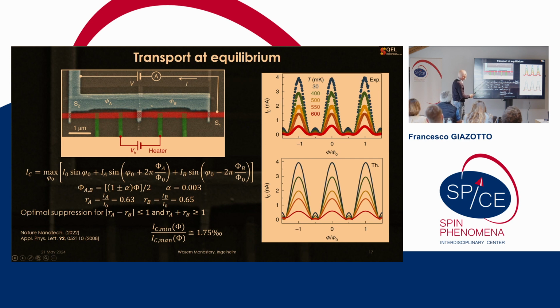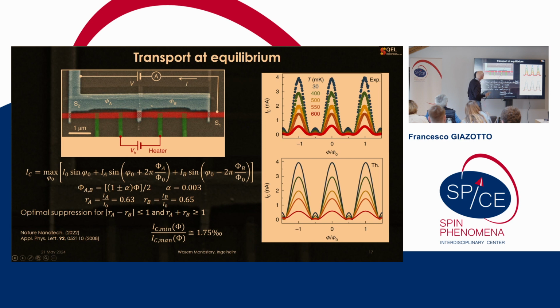So we have studied Josephson coupling in the system, the beating as a function of the flux. You see here the critical current versus flux fed in the interferometer at different temperatures, from 30 milli-kelvin down to 600 milli-kelvin. And then you see there are some additional bumps here.